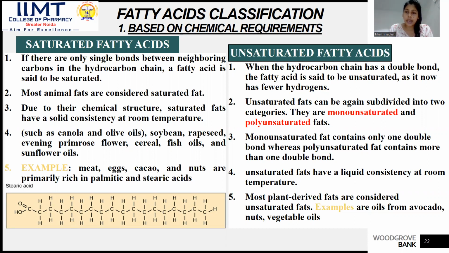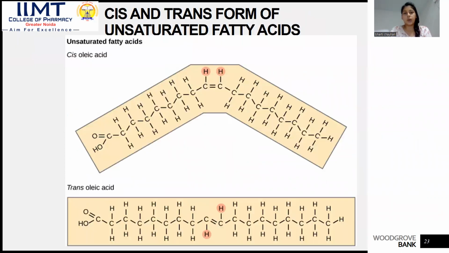So unsaturated fats have a liquid consistency at room temperature. Examples are oils from avocado, nuts, and vegetable oils. So this is an example of unsaturated fatty acid. This is a cis, because the atoms are on the same plane, right? And when they are on alternate sides, this will be called a trans.